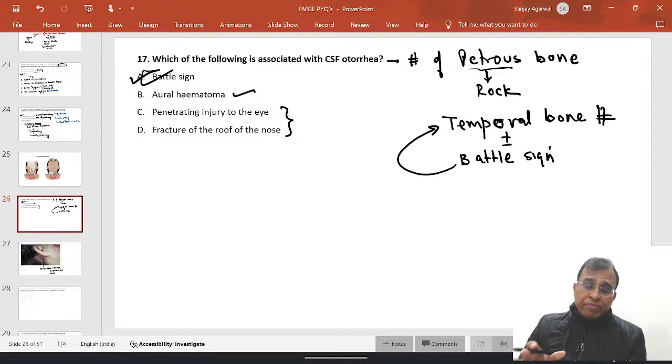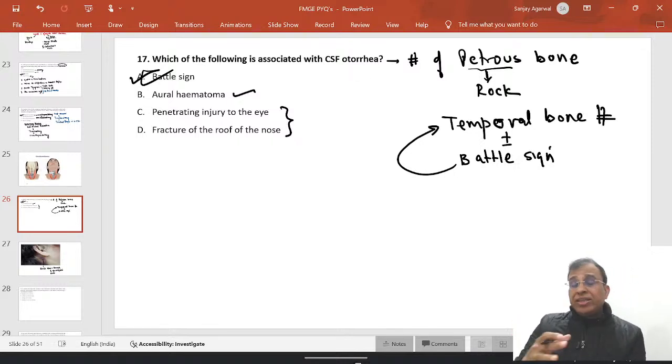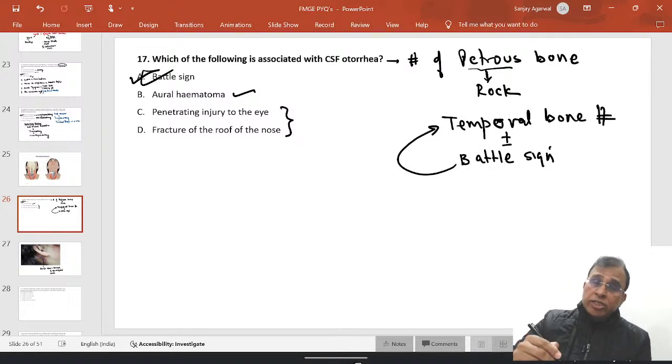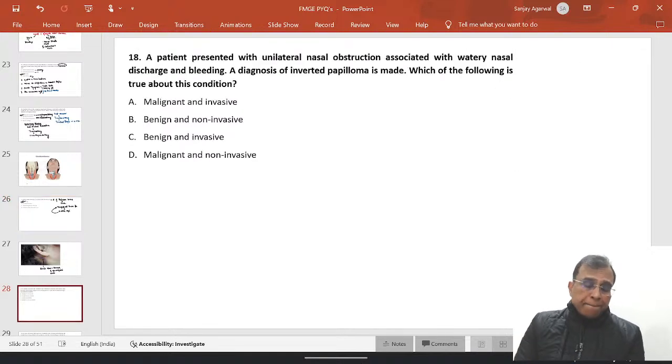So why I came back to this particular slide: CSF otorrhea, which suggests trauma and fracture of the petrous bone or temporal bone, all this can happen, but its association is with battle sign. So these kinds of questions can sometimes be confusing to us. Okay, then question number 18. A patient presented with unilateral nasal obstruction associated with watery nasal discharge and bleeding. A diagnosis of inverted papilloma is made. Which of the following is true about this condition?